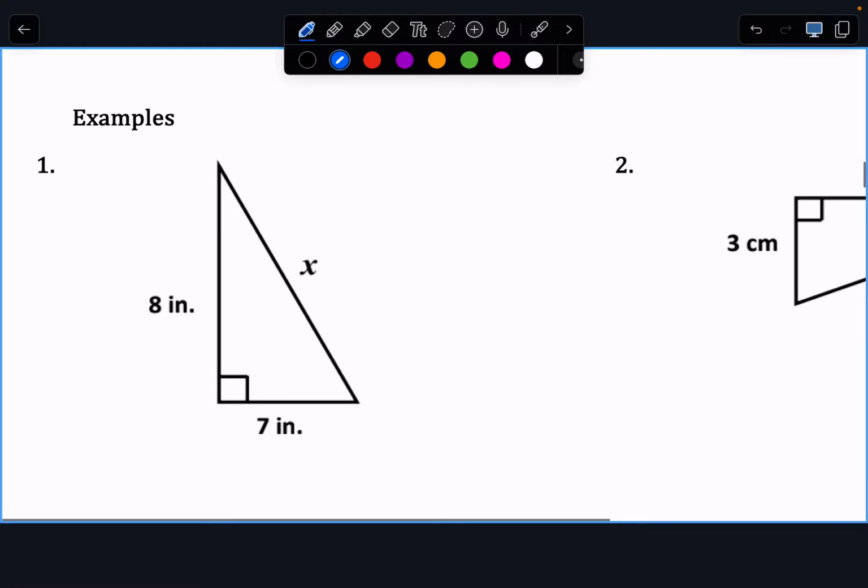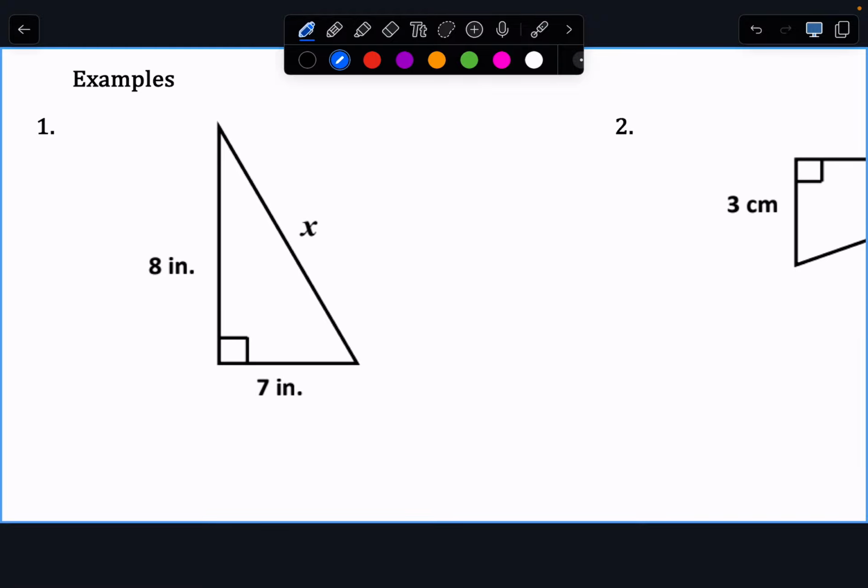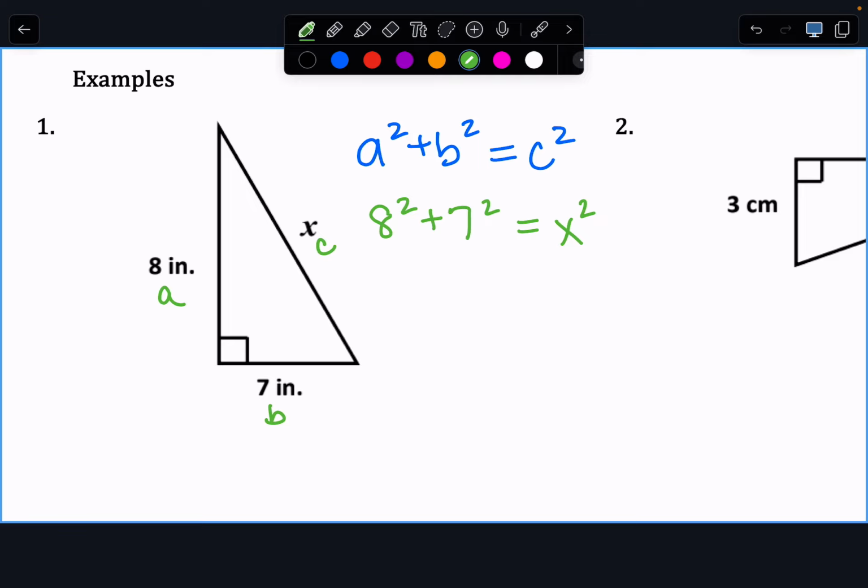So, in number 1, do we have a right triangle? Yeah. Okay, so we can use the Pythagorean theorem. Now, which side in this triangle is the hypotenuse? X. We have A, we have B, we have C. So X is our hypotenuse. It's going to go where C goes. And then 8 and 7 are our legs. So I'm going to write 8 squared plus 7 squared equals X squared. It doesn't matter who is A versus B.